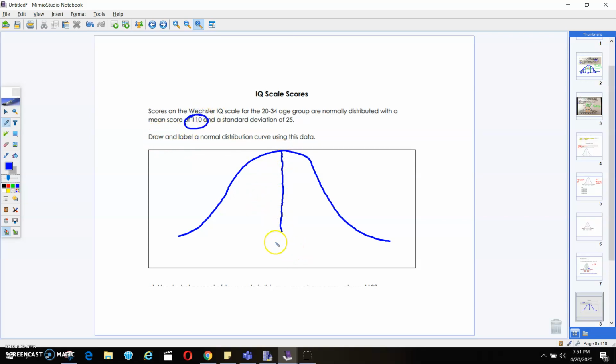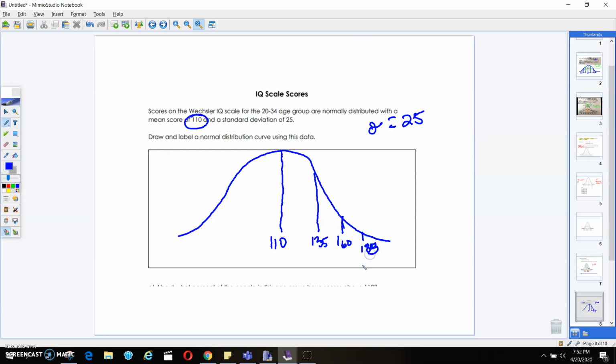It told me that it has 110, okay, and a standard deviation of 25. So that means that I'm going to add 25 to 110. So 110 plus 25 is 135. And 135 plus 25 is going to give me 160. And 160 plus 25 is going to give me 185.